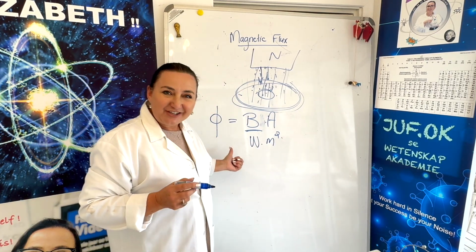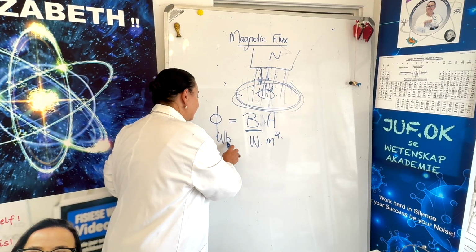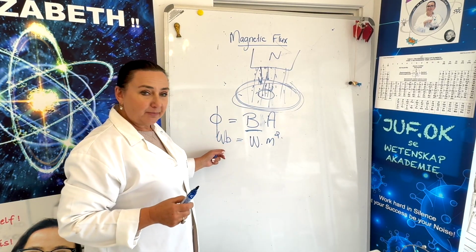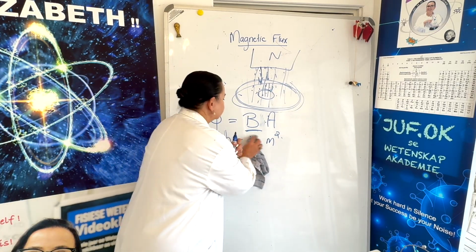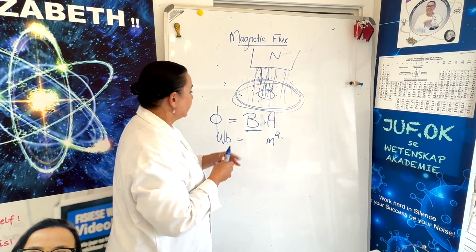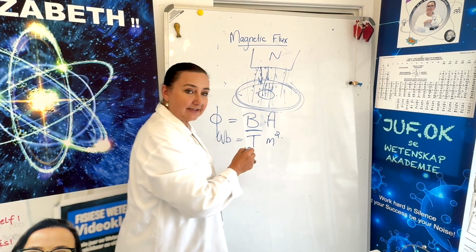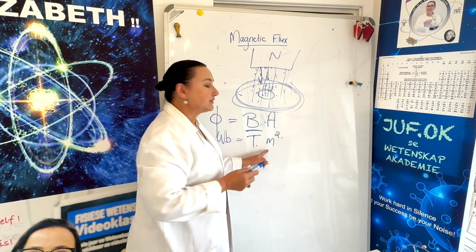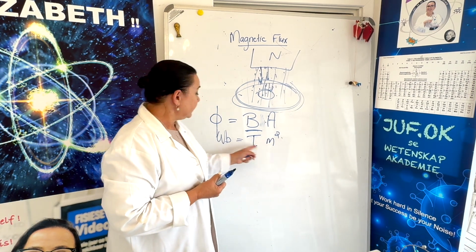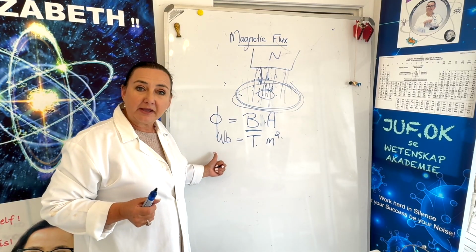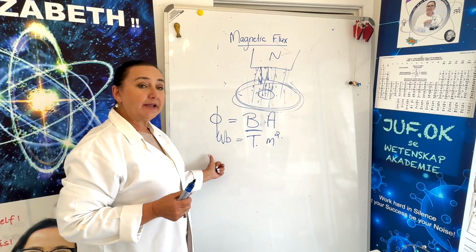Now we're going to measure magnetic flux in a Weber. So a Weber is the same, oh, what did I write there? Oh my goodness, sorry. Magnetic flux density, we're going to measure in Tesla times square meters. Okay, so a Tesla square meter equals 1 Weber. So we're going to measure magnetic flux in Weber.